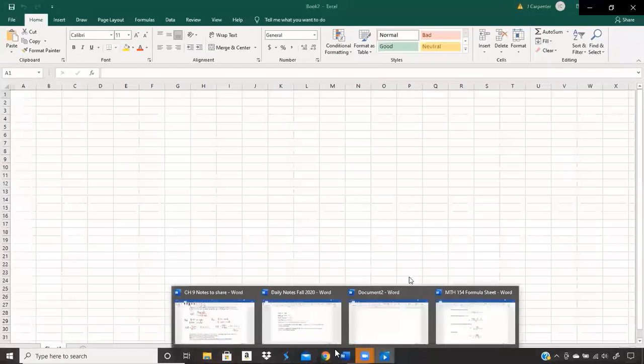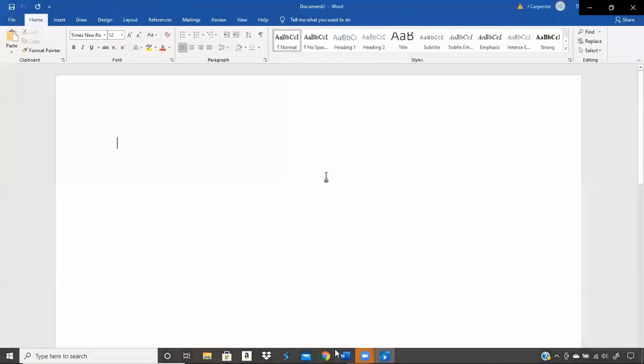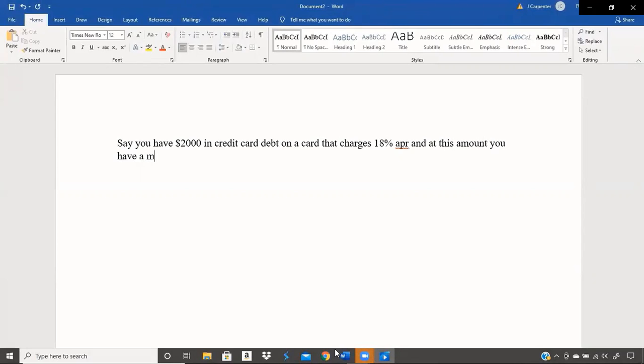So the problem that I did with my students earlier was that, let's say you have $2,000 in credit card debt, on a card that charges 18% APR, which is the lower side of things. I'd say the average credit card is 22 to 24. Just because you have cards that are 18, 19% doesn't mean it's not the average. And at this amount, you have a minimum monthly payment of $50.